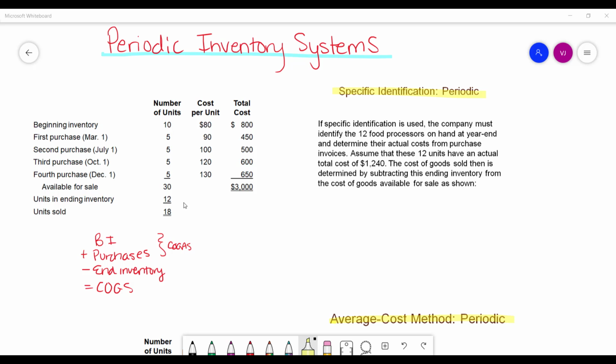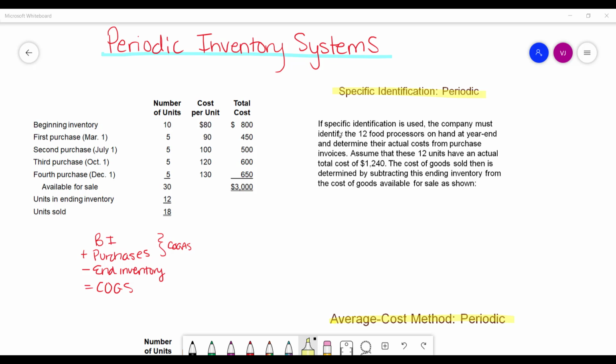So given this information and given how a periodic system works, we're going to look at all four methods here: specific identification, average cost, FIFO, and LIFO. And depending on the method, we're going to figure out what our cost of goods sold is. So under specific identification, this is not an assumption. This is not a cost flow assumption. It's actually the method where you have to exactly determine the cost of the units you sold.